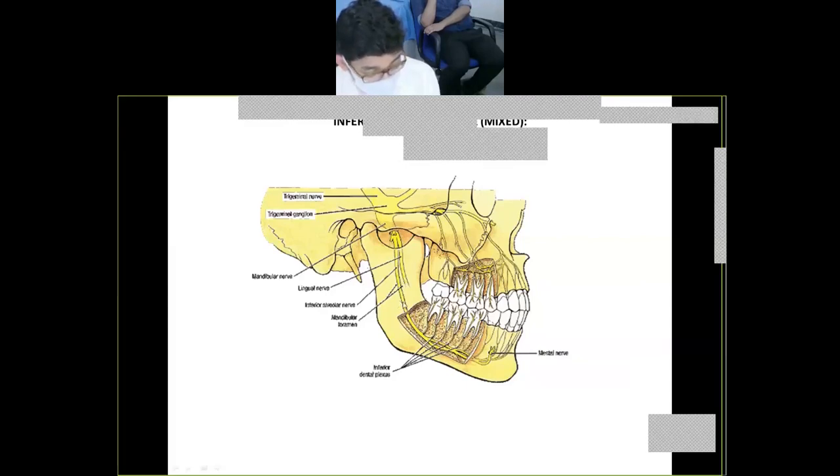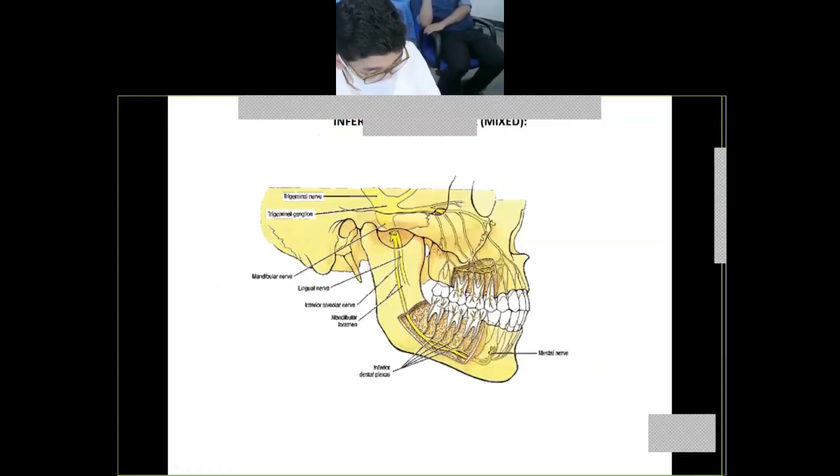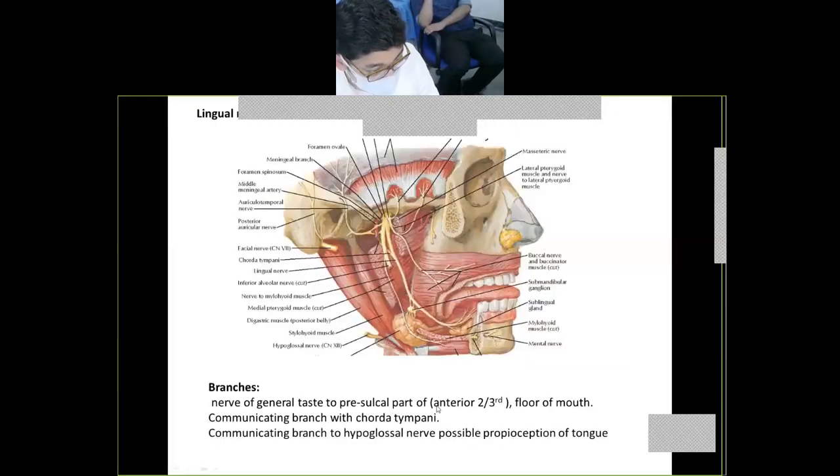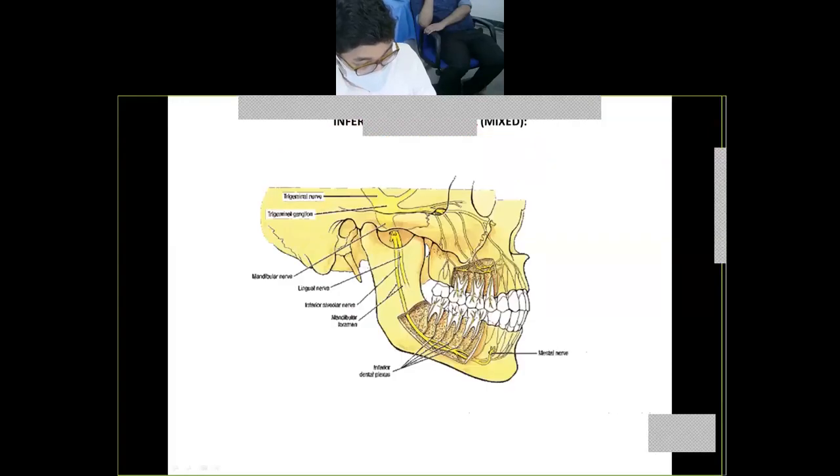From the trunk, it will supply the alveolar sockets and the gums of the premolar and molar. The rest will divide into the incisive branch and the mental branch. The incisive branch will give divisions to the incisor and canine. These are sensory branches, supplying the incisor and canine sockets and the gums around them.